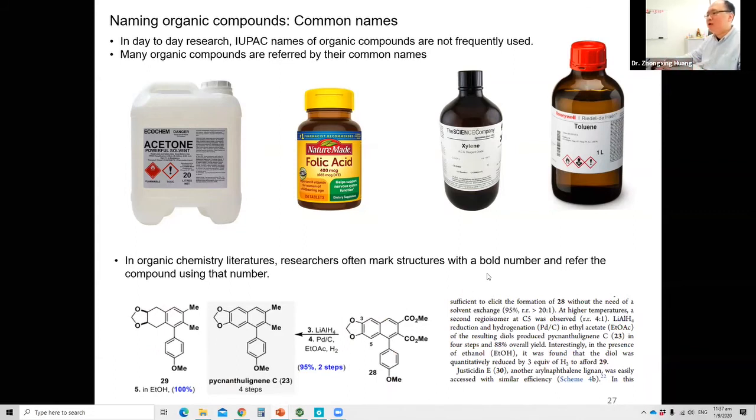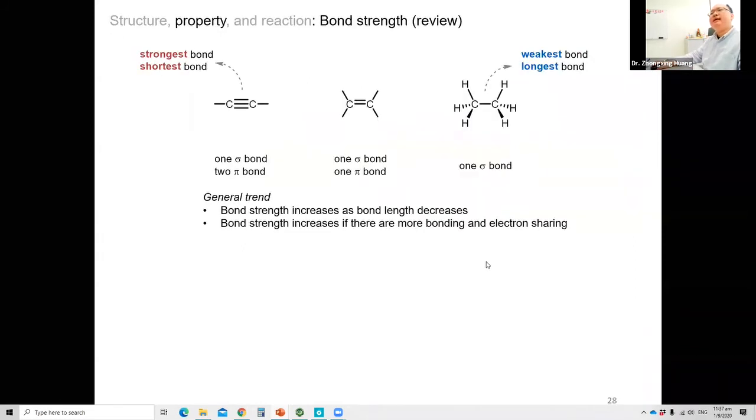Then a quarter of your papers will be names, okay? So you don't want that. Okay, so after the structure part, we will start to talk about properties.